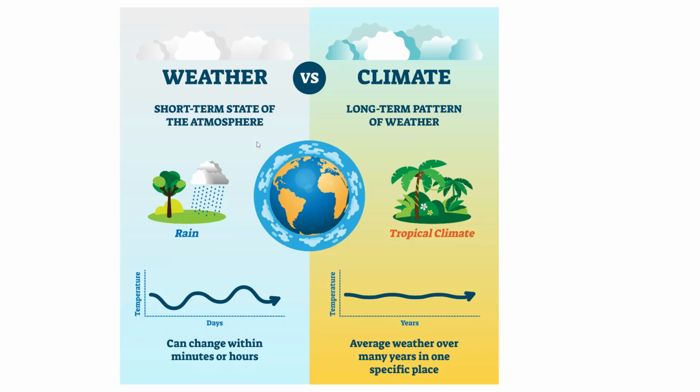Weather is the short term state of the atmosphere, meaning things that are very short term, like rain or hail, snow, sunny weather, etc. It changes really fast, within minutes or even hours.